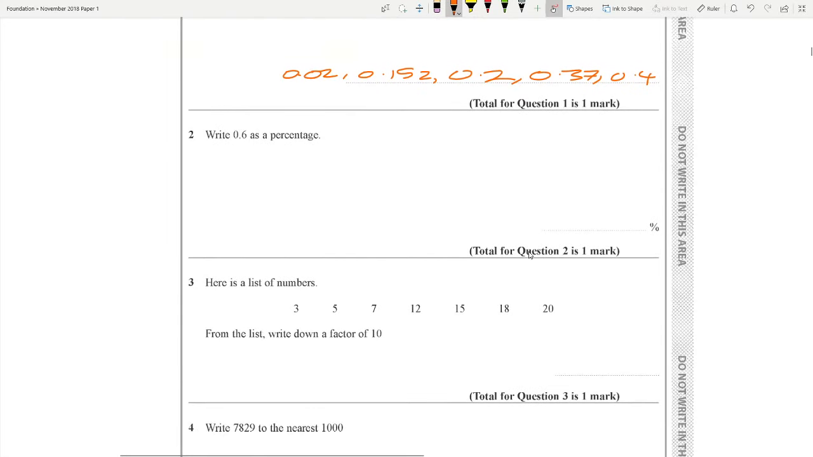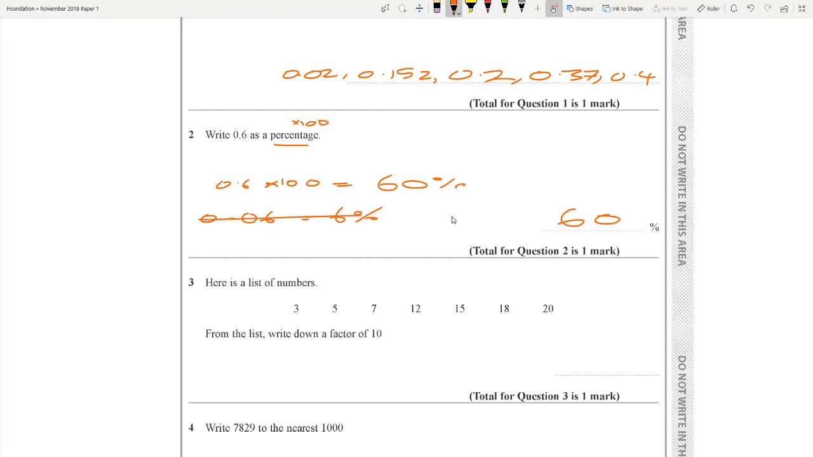Question number 2. Write 0.6 as a percentage. Remember, percentage is always out of 100. Whenever you want to convert a decimal to a percentage, all you have to do is multiply it by 100. So 0.6 times 100: move the decimal point 2 places to the right. That gives you 60%. Don't get this confused with 0.06, because that would be 6%. This is 0.6, so the answer is 60%.